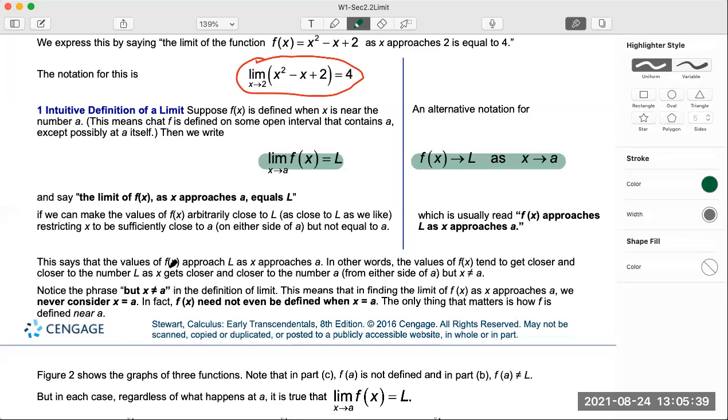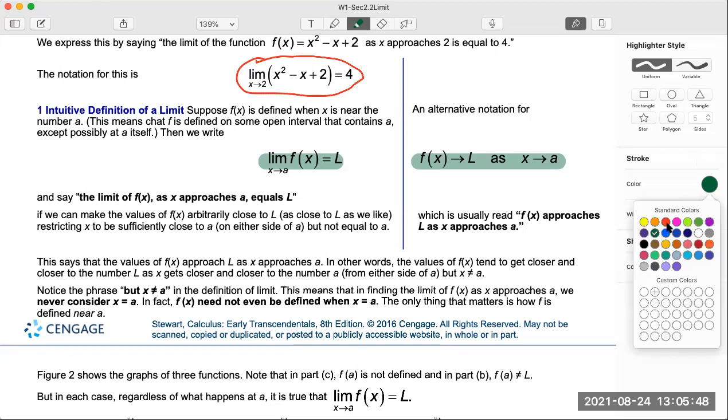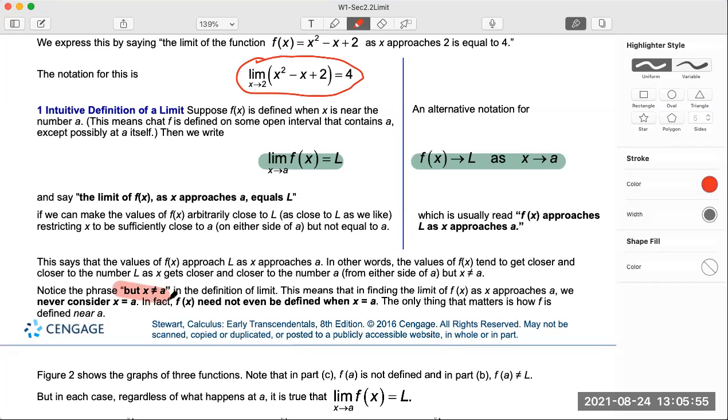But remember, x is not equal to a. x is different from a. Very important. The function does not necessarily have to be defined. It could be undefined at a. Okay? a is simply a given number we consider. In the previous example, it is 2. Very good.